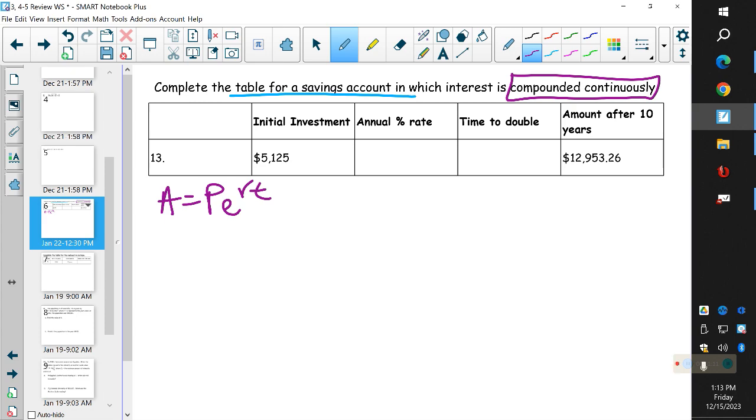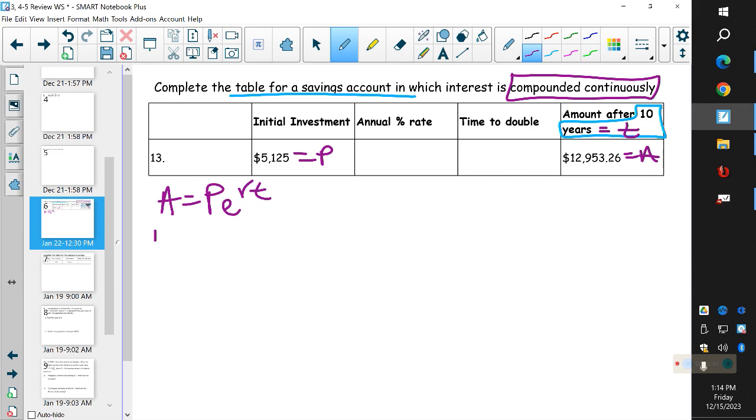Okay. Initial investment. What letter in that formula does that represent? P. It represents P. What about $12,953.26? What does that represent? A, the balance. And then after T years, what does that represent? It is 10. What does it represent? T. Time. Okay? So now I have P, T, and A. What do I not know? R. So that's what we're going to solve for.